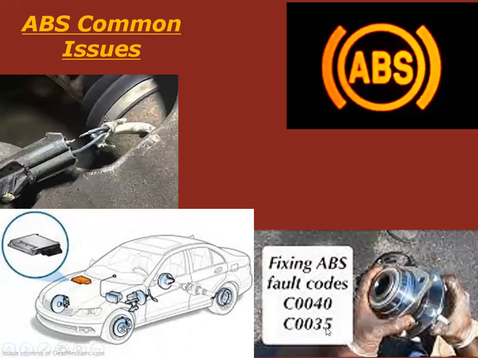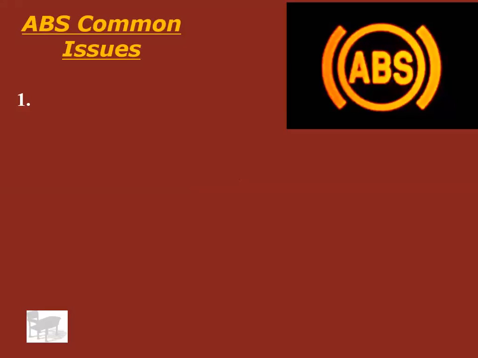It's probably going to throw you a code like this: C0040, C0050, C0035, whatever. It's probably going to say ABS wheel speed sensor, left front or right front or something like that, fault. That's usually what flips the light on. How are you going to fix it though? Let's talk about the common issues.